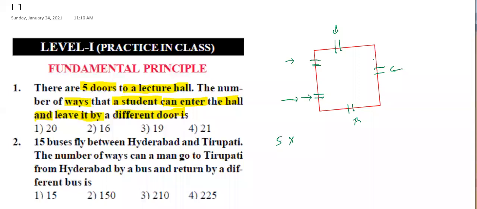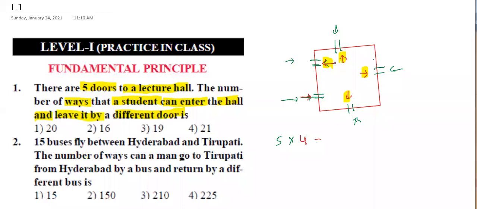He will leave by a different door. Different door means what? This door possible. This is possible. This is possible. And this is possible. He entered in this door, but he cannot leave by the same door. He wants to leave by a different door. Different door means how many possible? 1, 2, 3, 4. There are 4 chances.